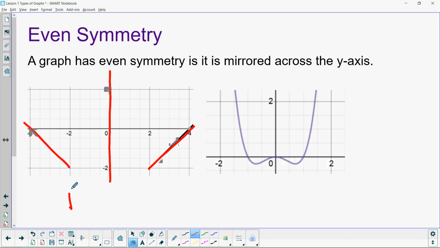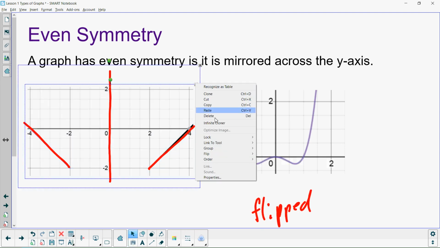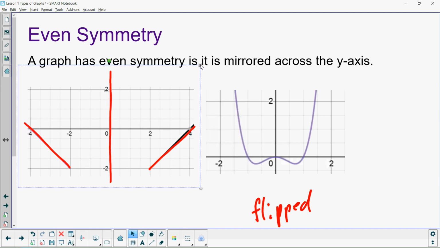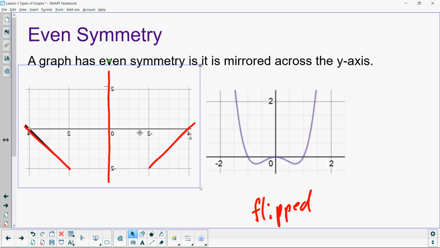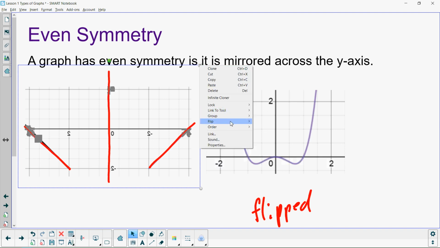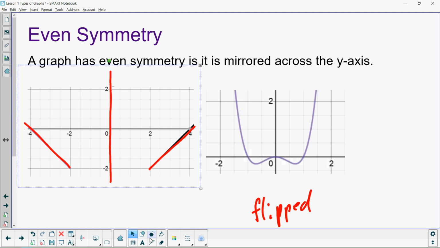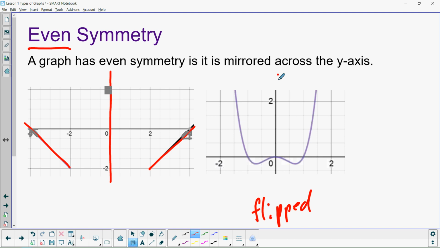Okay. So if you can take this whole graph, let's group that thing together, and then you flip it horizontally, flip left, right, it doesn't change. You can see the numbers are backwards now, but the graph looks exactly the same. So that means this thing has even symmetry. It's even on both sides, right? Same thing here. If we fold it right in the middle, this side will meet exactly with this side, so it's also even.